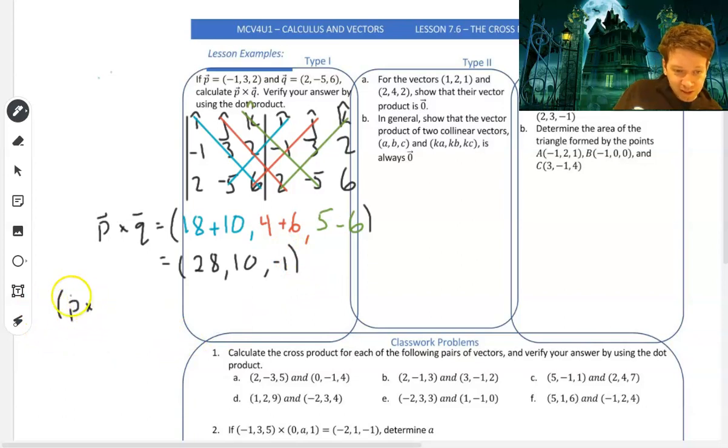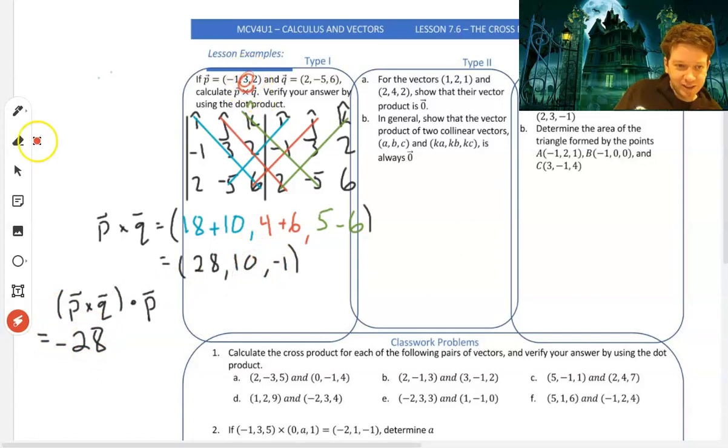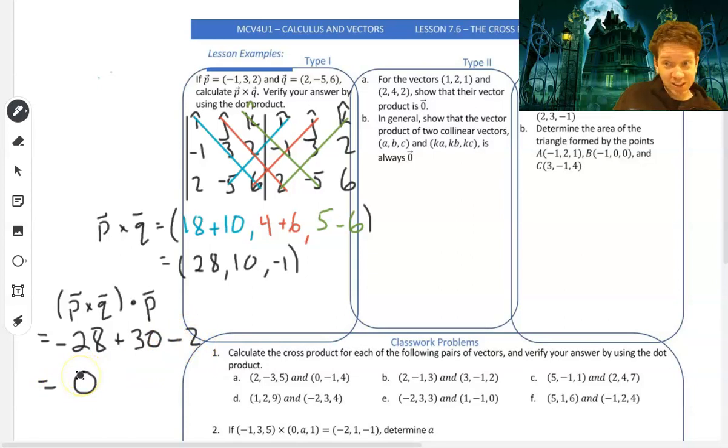So we have P cross Q, which we just figured out. And we're going to take the dot product of that with P. All right. So first we have, where's our P vector here? So multiply our x's, so -1 and 28 gives us -28. Next, 10 and 3, so +30. And next, -1 times 2, subtract 2. And that gives you 0, which it should, because if you're creating a vector with this cross product that's perpendicular to both P and Q, the dot product should equal 0.